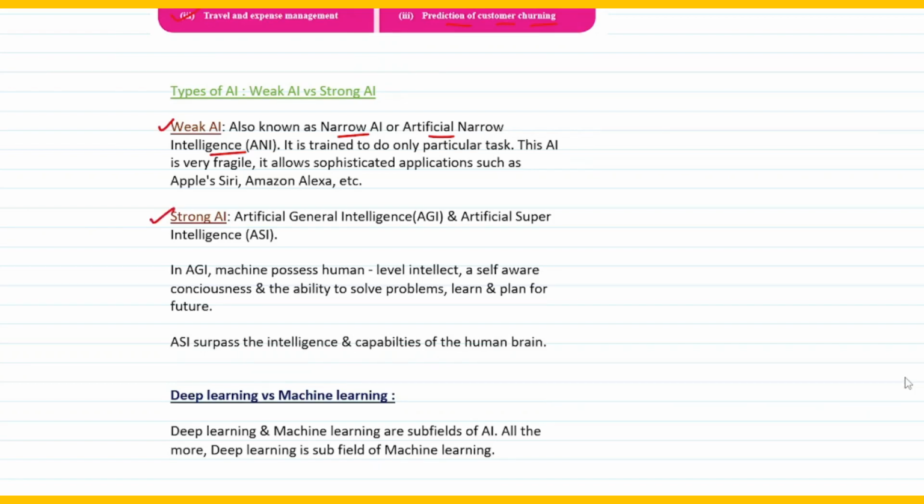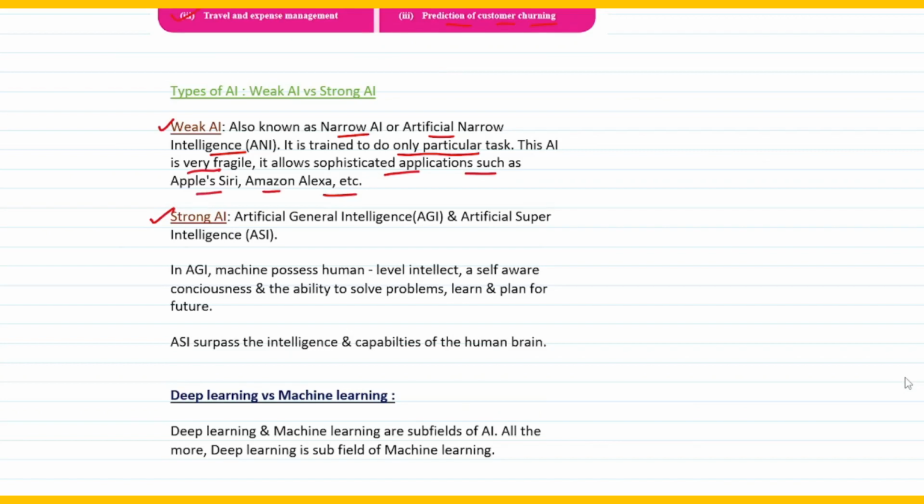It is trained to do only a particular task. Because it is weak in nature, it has its limitations, hence it can do only a particular task. This AI is very fragile. Very fragile means it is not so strong, right? So it can sink very easily. It allows sophisticated applications you would have heard of, such as Apple Siri, Amazon Alexa, etc. So these all come under the category of weak AI.